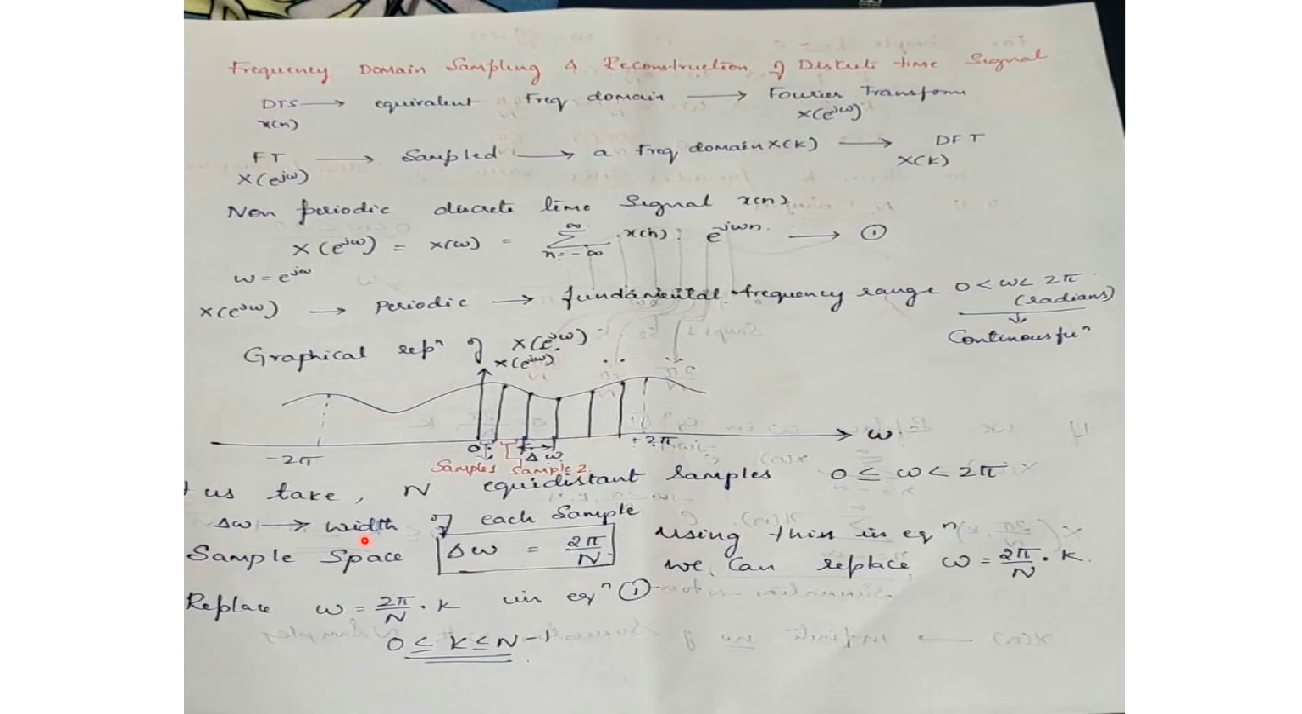So delta omega is the width of each sample. The sample spacing delta omega is equal to 2 pi divided by N. As we know, there are N samples here and the range we are considering is 2 pi. So the width of each sample is 2 pi divided by N. So using this equation, we can replace omega is equal to 2 pi by N into k.